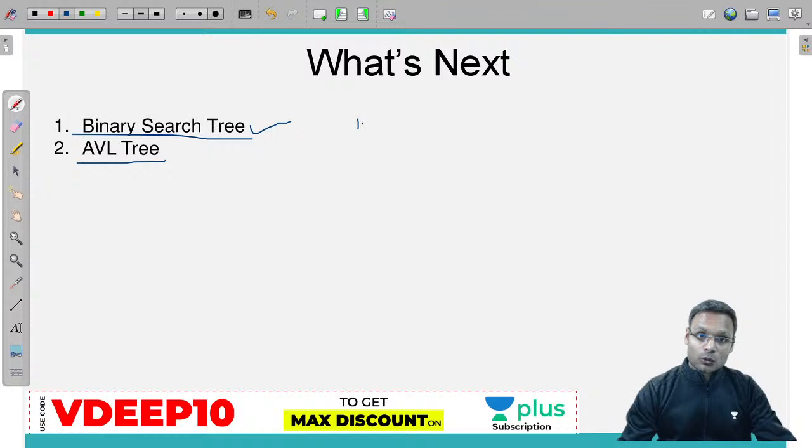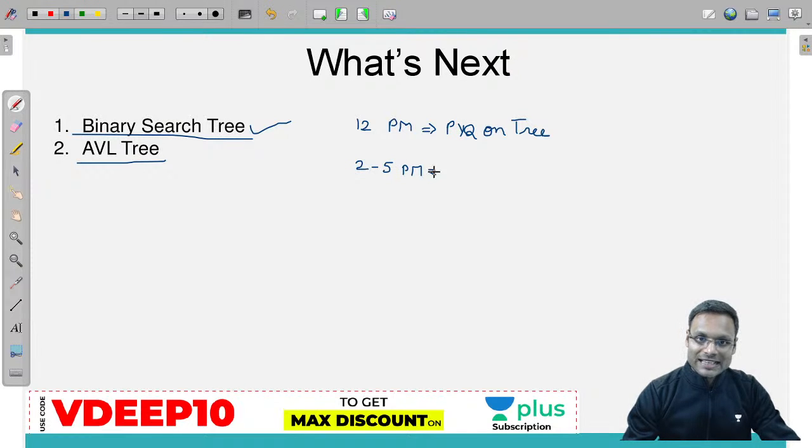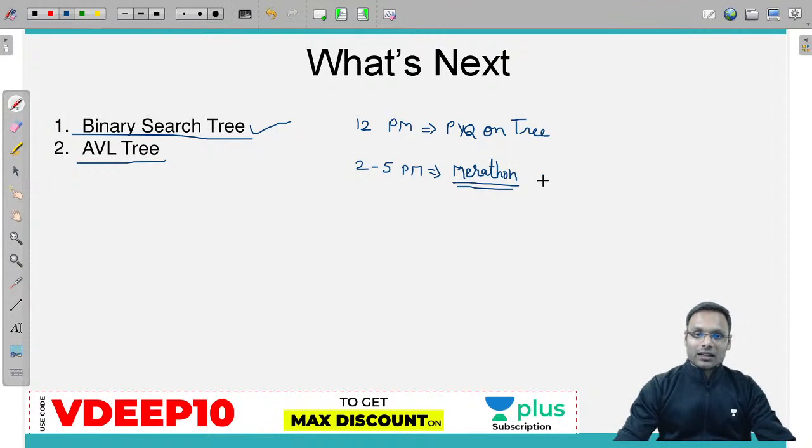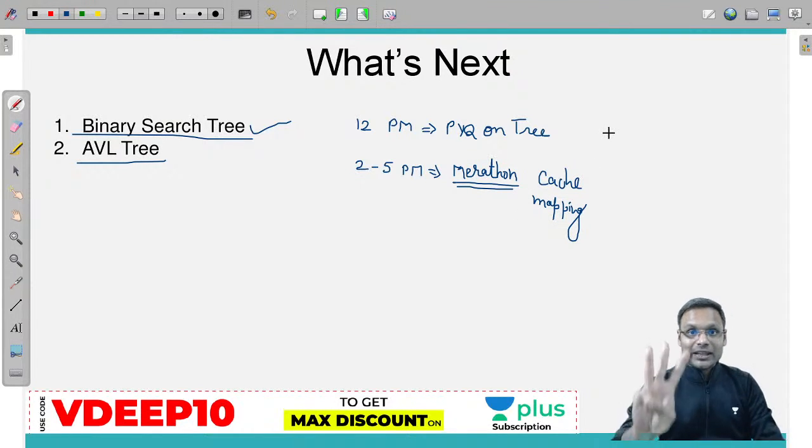Tomorrow I am going to have 2 sessions on YouTube at 12 p.m. That 12 p.m. session will be on GATE PYQ on tree. And then we will have a marathon session from 2 to 5 p.m., since it's a Saturday. This marathon session will be on cache mapping. 3 hours of cache mapping, and cache mapping done and dusted.